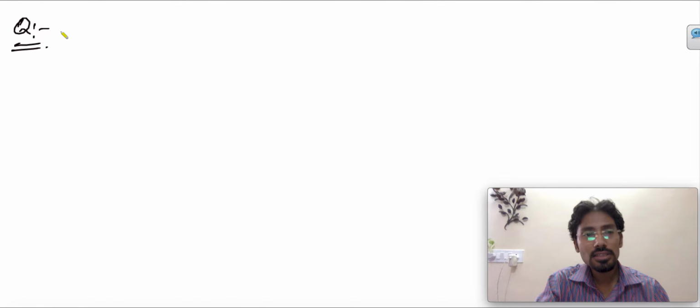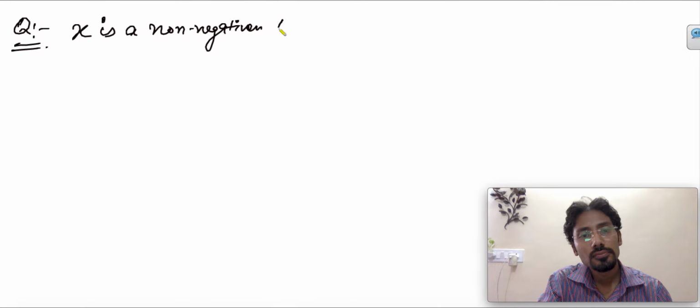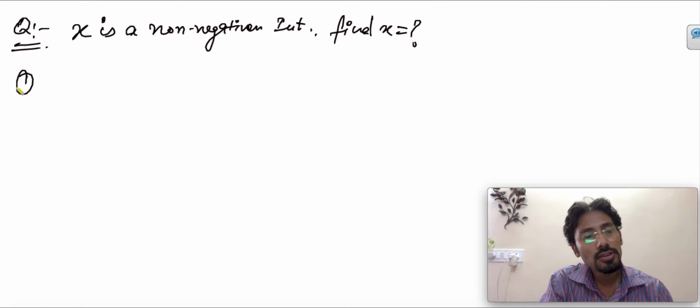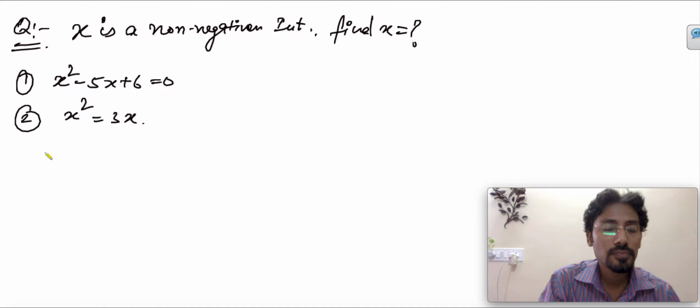GMAT is quite interested in questions like this. For example, the question says: if x is a non-negative integer, then find the value of x. That's the question. The first statement is x squared minus 5x plus 6 is equal to 0. The second statement is x squared is equal to 3x.